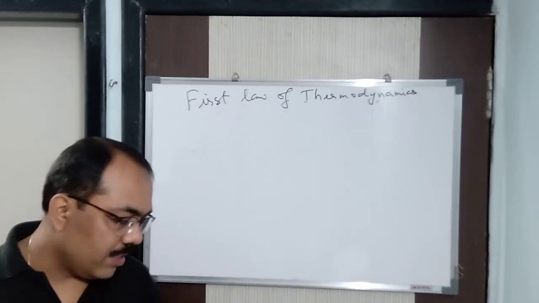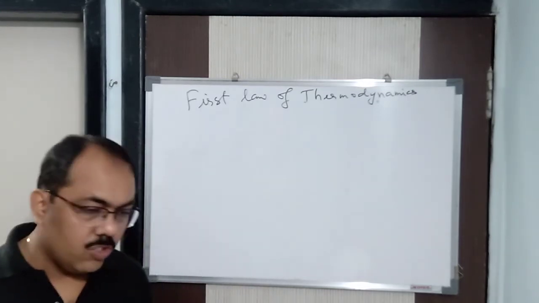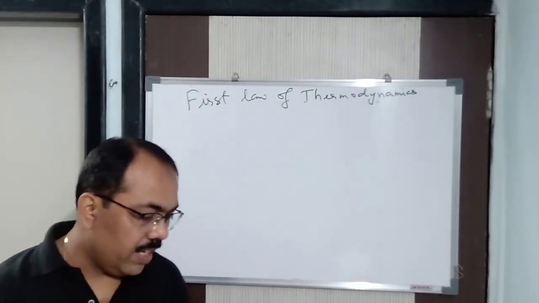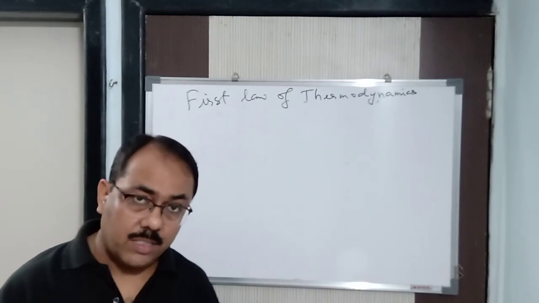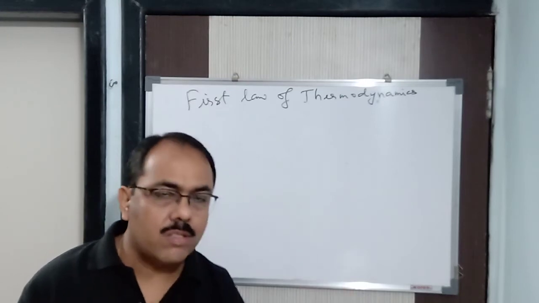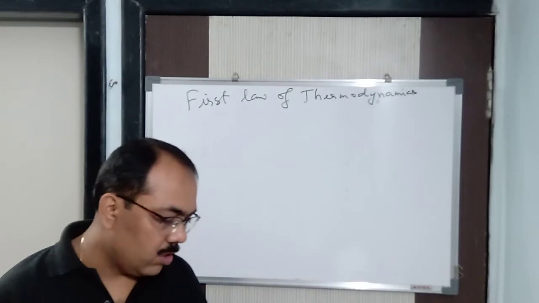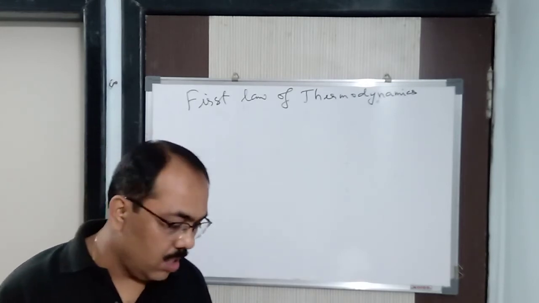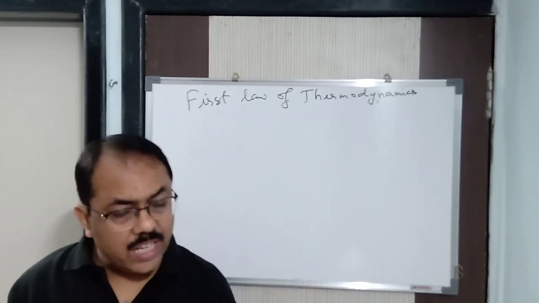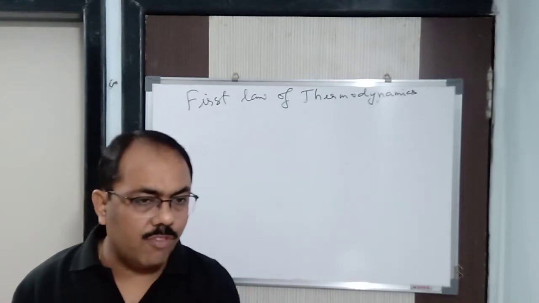Or you can say that the total energy of the universe, where universe means system and surroundings, remains constant. We can say the first law this way also: the total energy of the universe, which consists of the system and the surroundings, remains constant, although it may undergo transformation from one form to another. Transformation means change from one form to another.